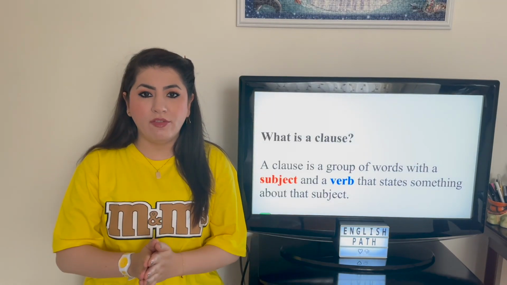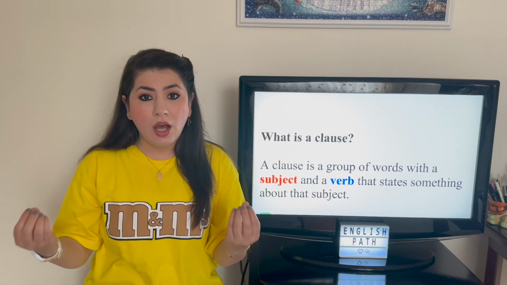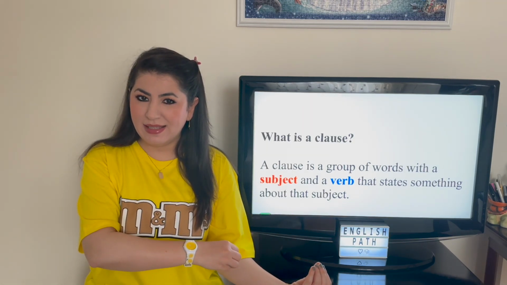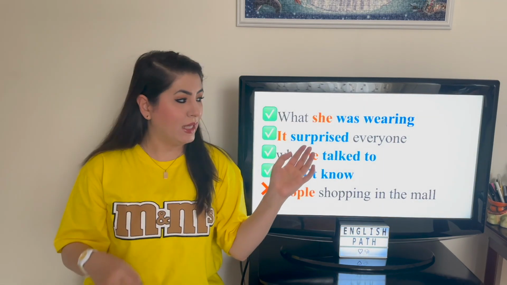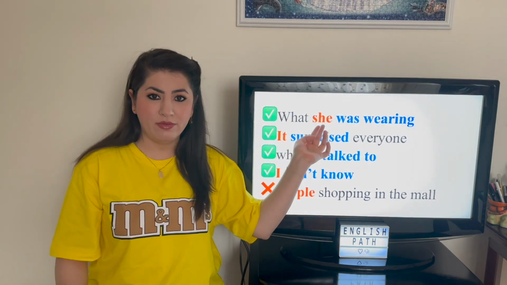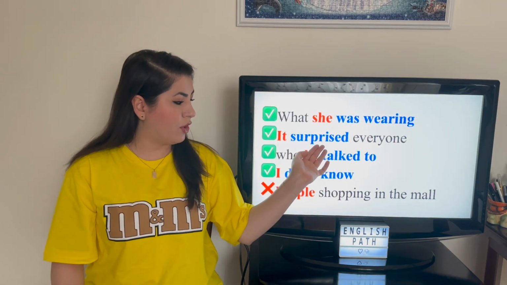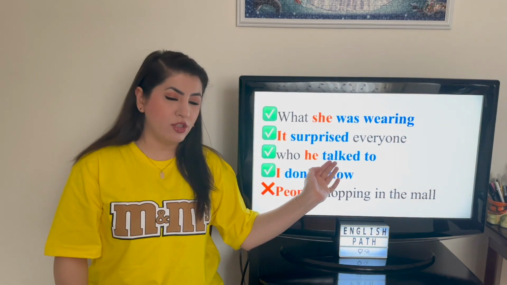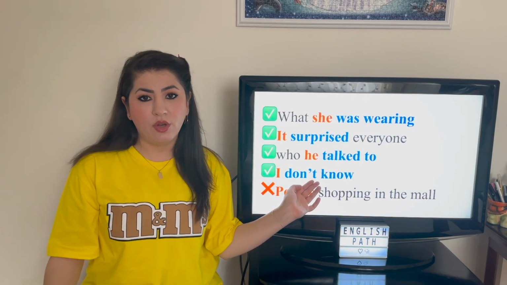All right, let's start off by making it clear what a clause is in the first place. A clause is a group of words with a subject and a verb that states something about that subject, like what she was wearing. She is the subject and was wearing is the verb that's stating something about she, the subject. It surprised everyone. Subject, verb. Who he talked to. He is the subject, talk to is the verb. I don't know. I is the subject and don't know is the verb.